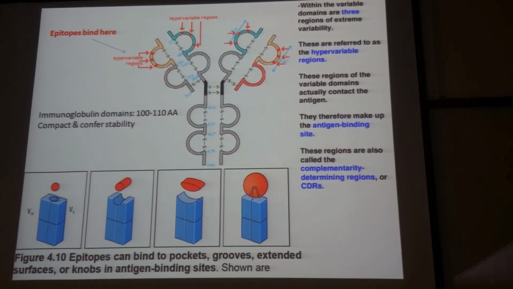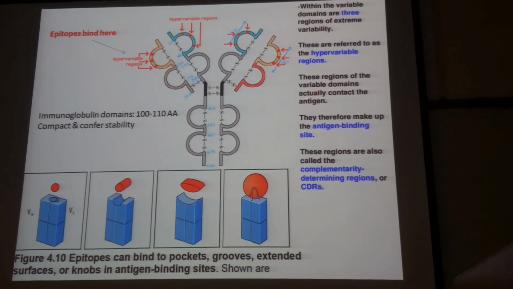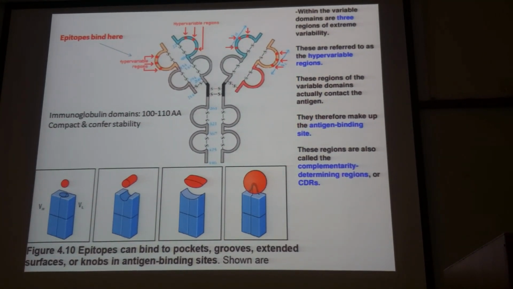Three hypervariable regions at least. The epitopes, which are the antigenic determinants on the surface of the pathogens, bind specifically with this region of the antibody, the hypervariable region, okay? So within the variable domains are three regions of extreme variability that are called the hypervariable regions. And these regions of the variable domains actually contact the antigen. They therefore make the antigen binding site.